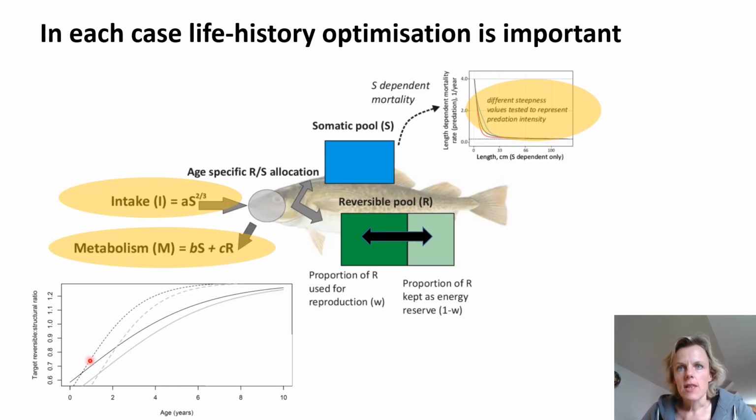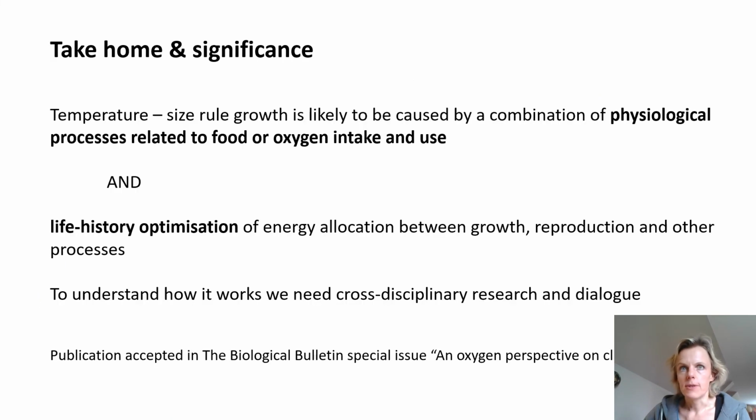But in each case, life history optimization was essential, because without it, with physiological processes alone, we cannot reproduce emergent life history. So the way the energy is allocated between somatic and reversible energy pool is very important. And the take-home message is that temperature size rule is likely to be a combination of physiological processes related to food or oxygen intake and use, and life history optimization, which is the energy allocation between growth and reproduction. So to understand how it works, we need cross-disciplinary research and dialogue.